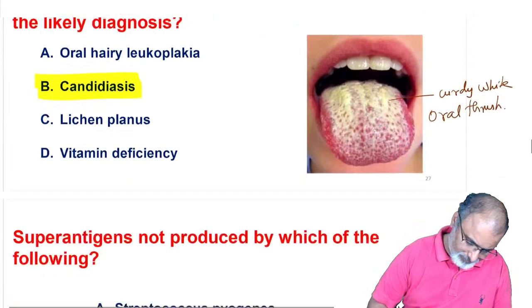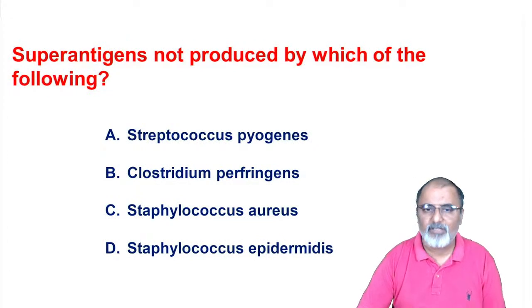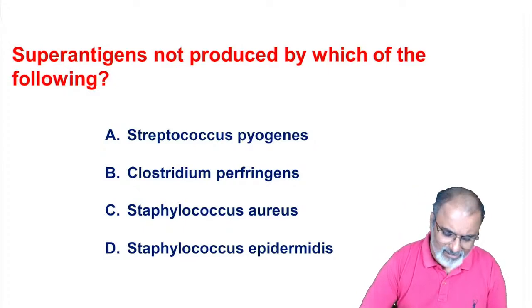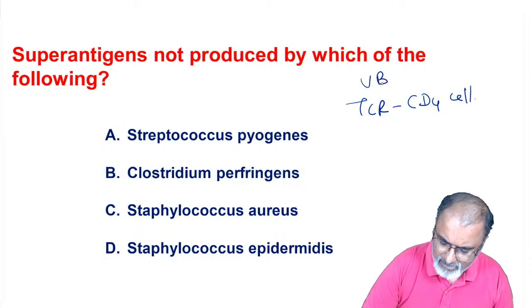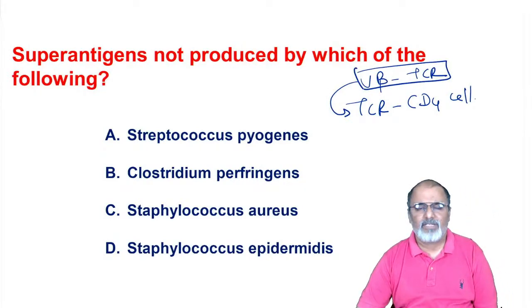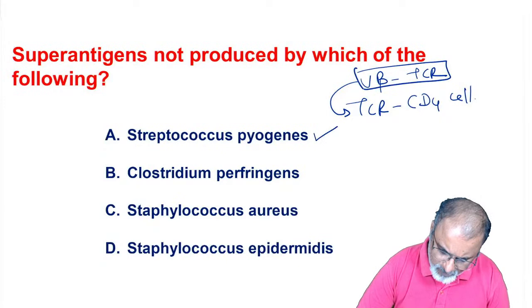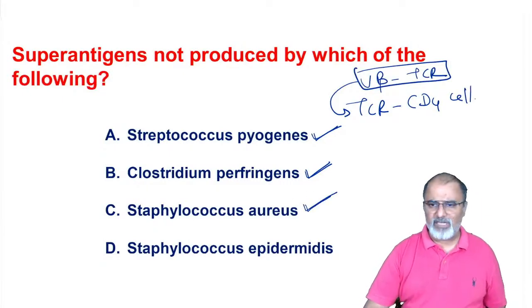Next is, superantigens are not produced by which of the following? Superantigens are antigens that directly attach to the T cell receptor of the CD4 cell, at the variable beta side chain of the T cell receptor. They attach directly. It is produced by many organisms: Streptococcus pyogenes, yes, Clostridium perfringens toxin, Staphylococcus aureus toxin, Mycoplasma pneumoniae toxin.